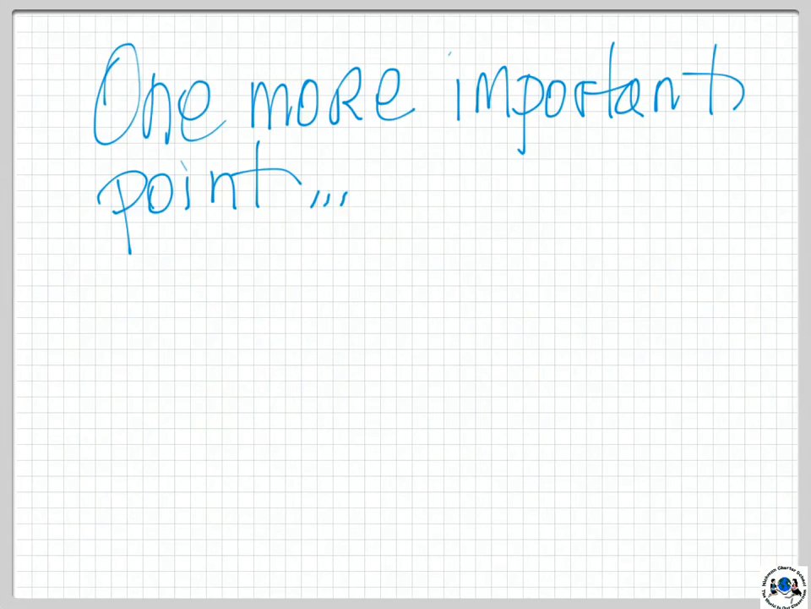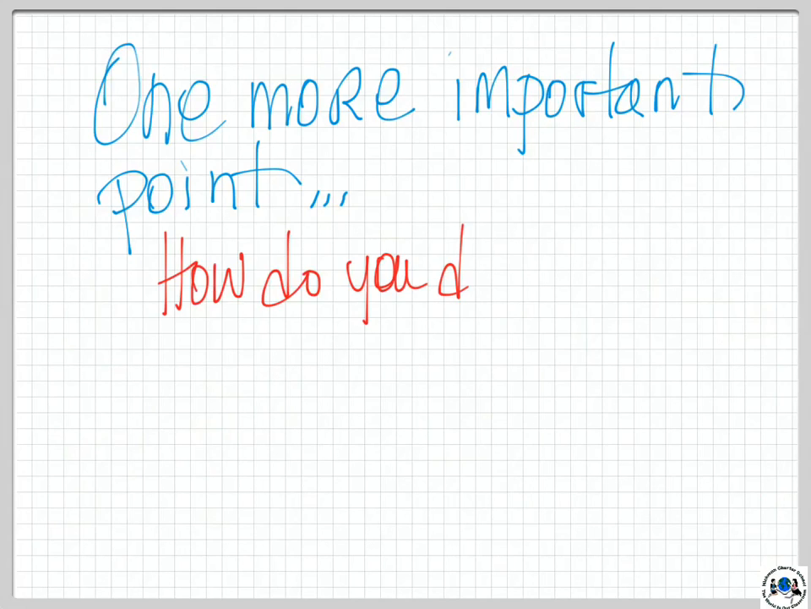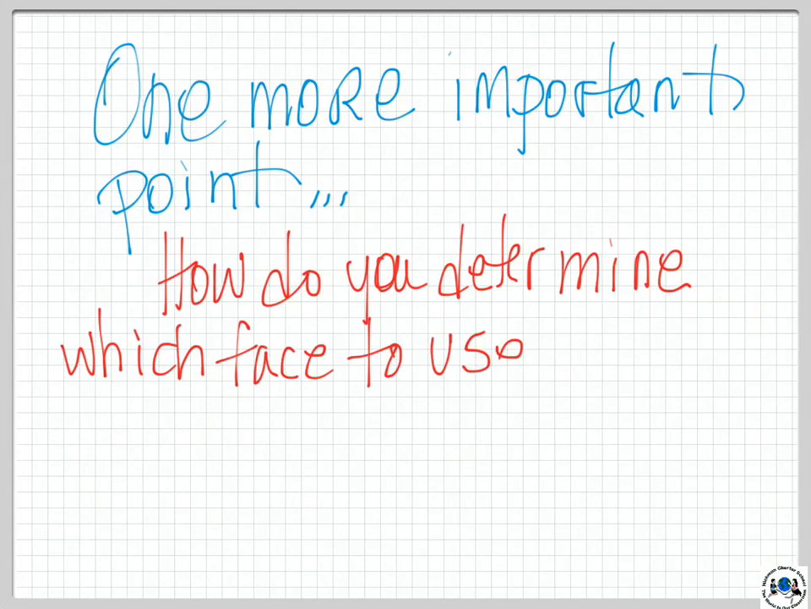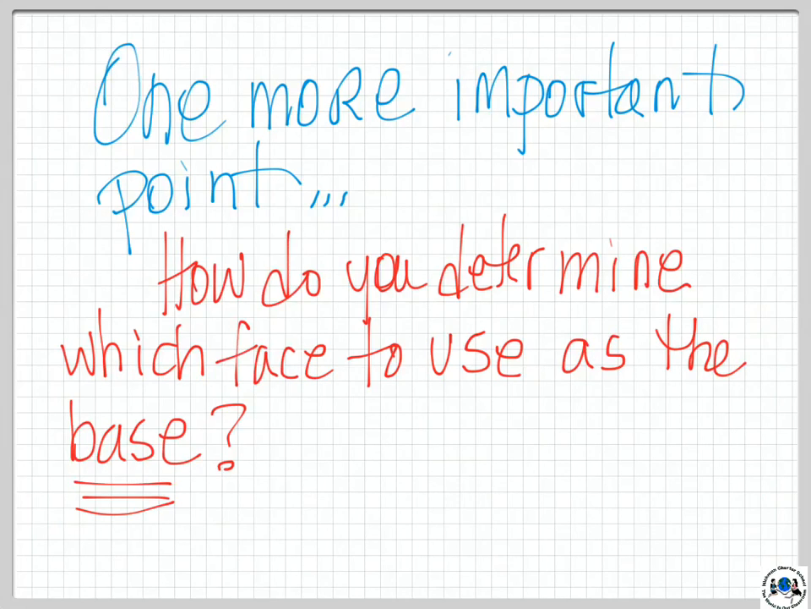One more important point: how do you determine which face to use as the base? Which face is the base? We've talked about it before. When they give you the name of the prism, the name of that prism tells you the base. If it's a triangular prism, the triangle is the base. If it's a pentagonal prism, the pentagon is the base. If it's a hexagonal prism, the hexagon is the base.